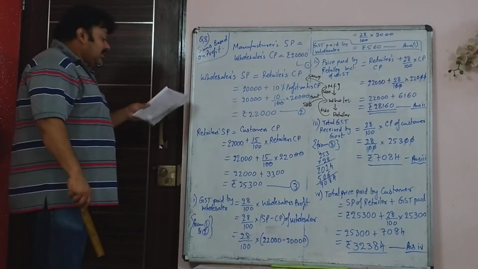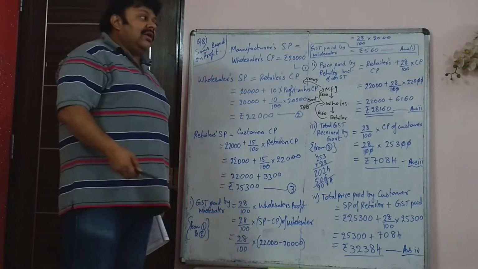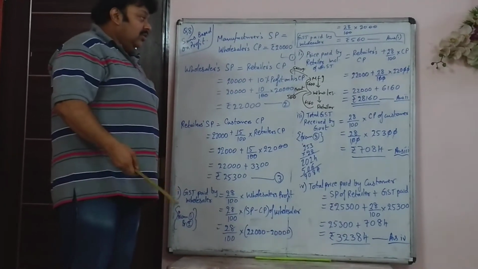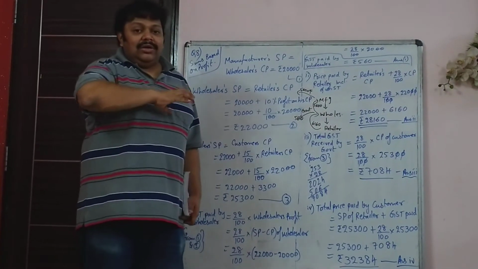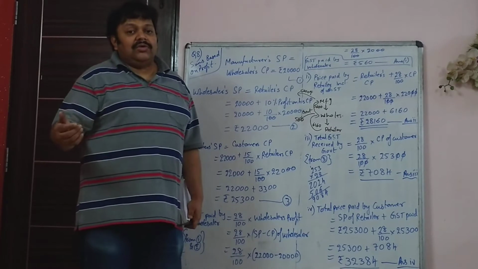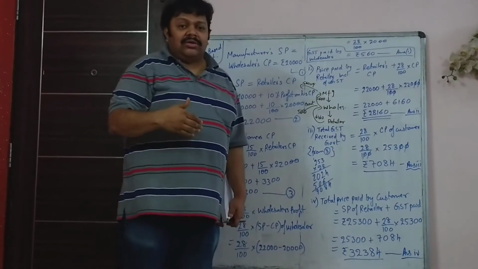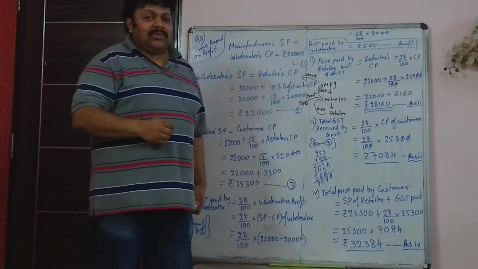Third question asked is, how much is the total GST received by the government? So to find that, first of all, you need to find the customer's cost price, because I told you, finally, when it is the last sale, it comes to the customer. Retailer will give it to the customer. And finally, the entire GST, whatever the government got, is actually paid by customer to shopkeeper.